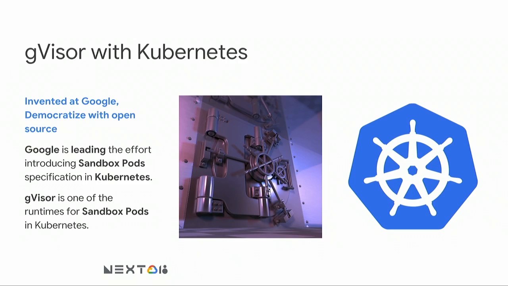So gVisor and Kubernetes were both invented at Google, and we democratized that with open source, both Kubernetes and gVisor. And by the way, if you like gVisor, there are a couple of things you could do for us. You could go to GitHub and press the star button. You could fork it. We have around 300 forks, so if you have interest in the project, absolutely please fork it. We'd love to hear what you could do.